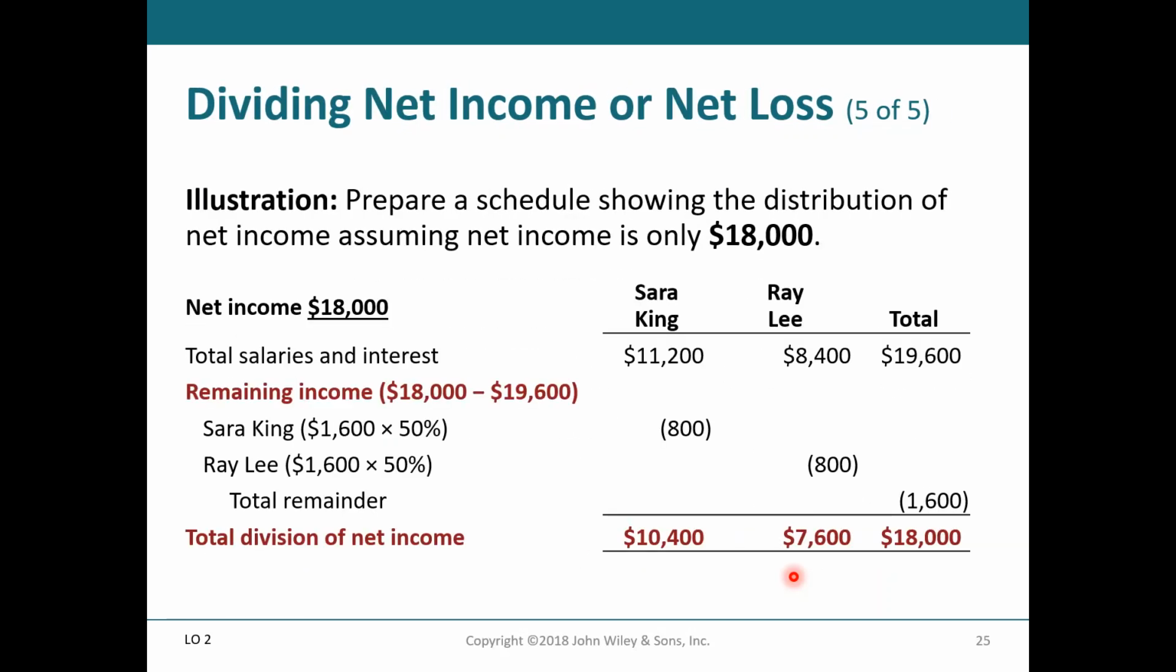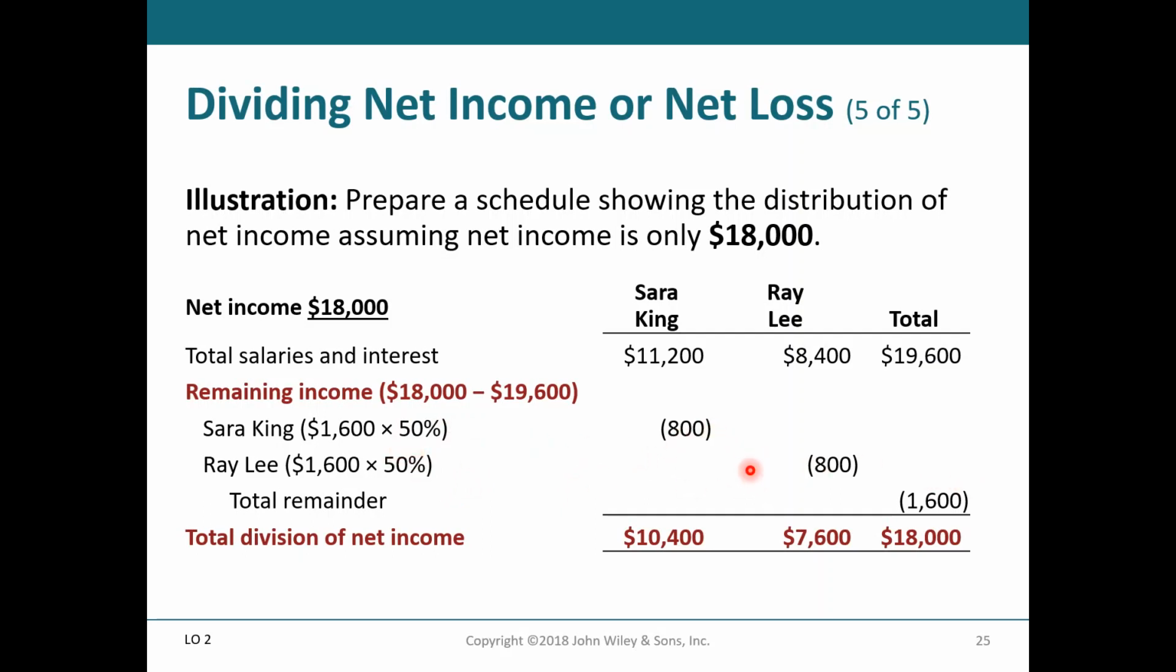So here they're giving us an example. They're telling us to assume that the net income is only 18,000 instead of 22,000. In that situation, the total salary stays the same, the 11,200 to 8,400. For the remaining income, you're going to subtract the 19,600, the total salaries and interest, same as before. Now you're going to subtract the 19,600 from the 18,000, and then allocate 50% of that.